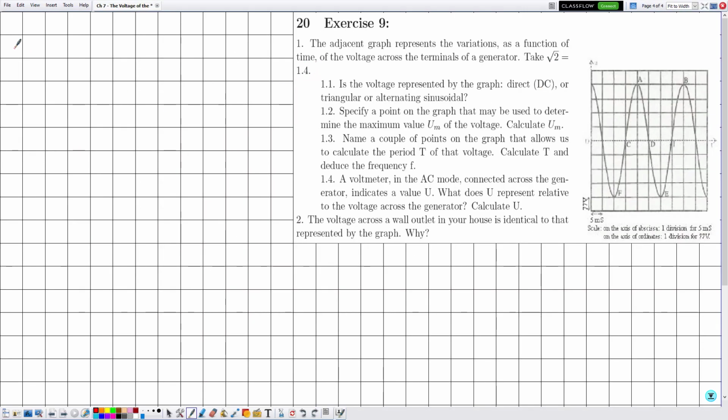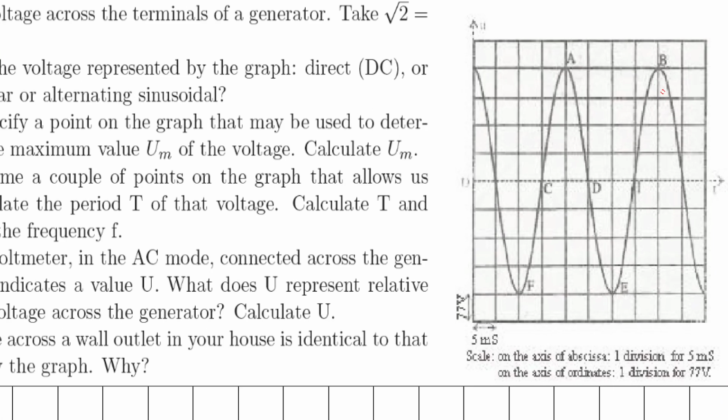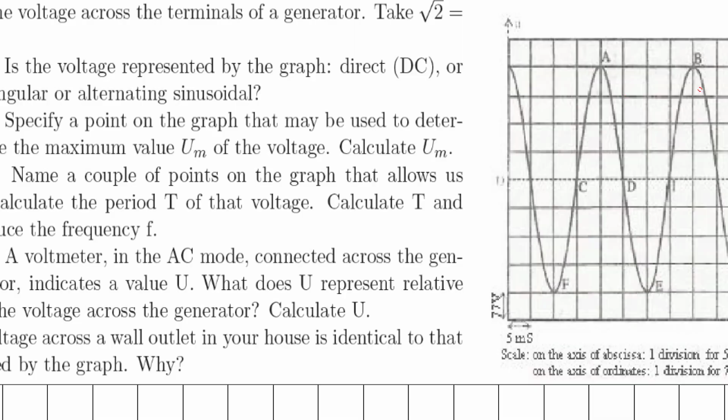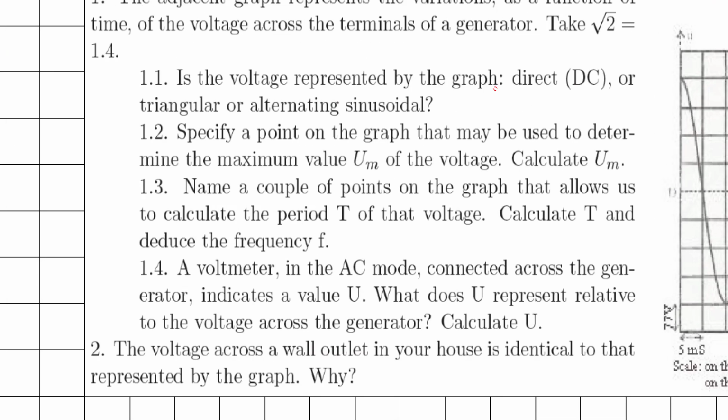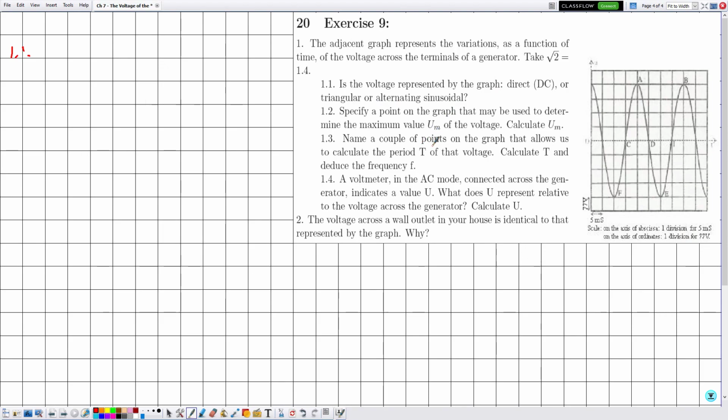Now in 1.1, is the voltage represented by the graph direct DC or triangular or alternating sinusoidal? So we know that it is alternating sinusoidal, and we can explain as usual and say since it varies with time, and the shape is given by sinusoidal.